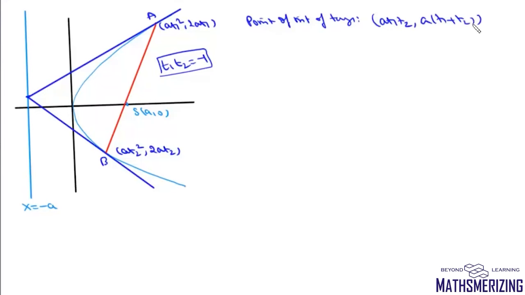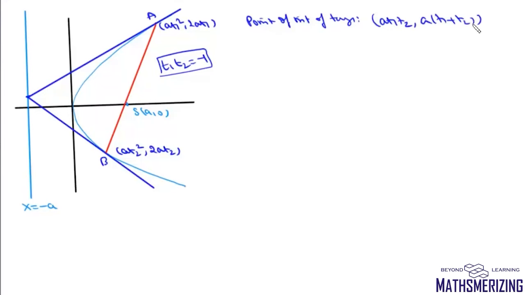So we know that the length of a focal chord is given by a (t2 minus t1) whole square. So it is a times (t1 plus t2) whole square minus 4 t1 t2. Now what is (t1 plus t2) whole square? It is 1, and then plus 4. So the length of this focal chord is equal to 5a, and that's your option number B.